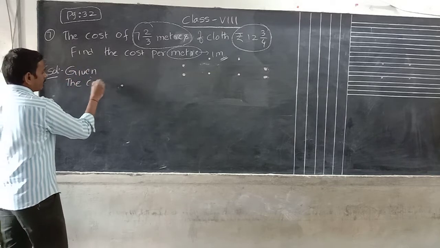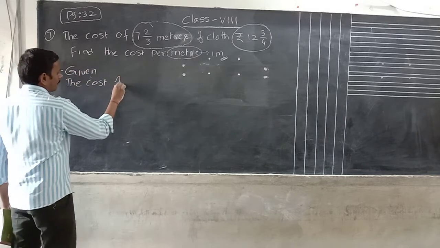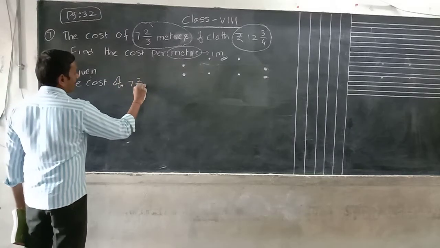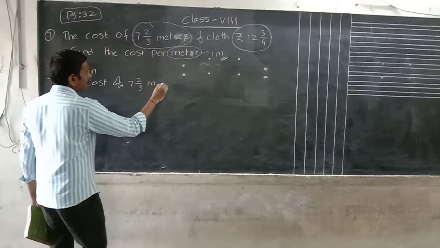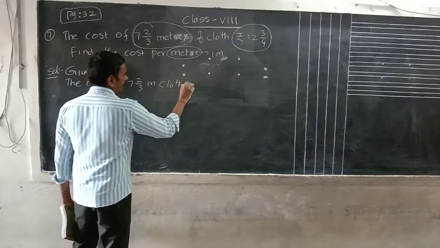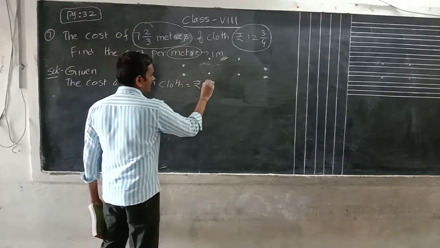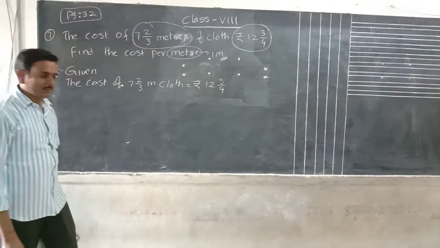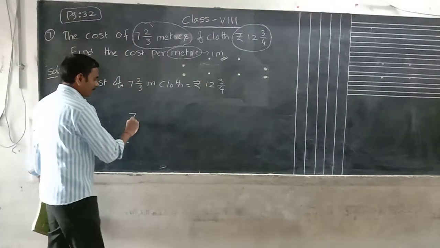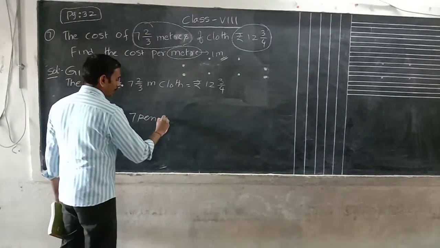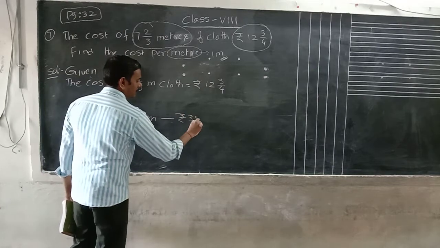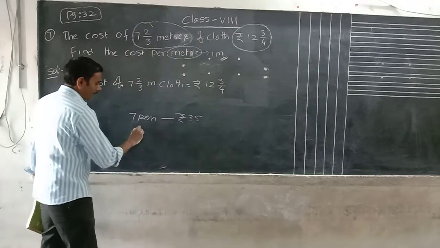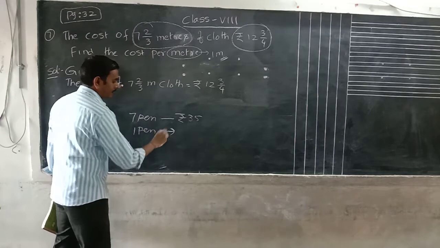The cost of 7 2/3 meters of cloth equals how much cost? 12 3/4. Already we know one example. 7 pens cost 35 rupees. 1 pen costs how much?